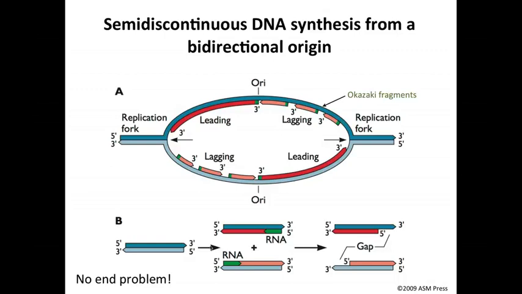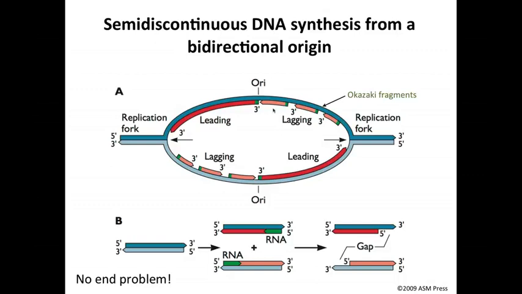Here is a schematic of the replication fork, and not only is DNA synthesis bidirectional, as I've already told you, it's happening in both directions from the origin, leading to this bubble, 2 replication forks, but it is semidiscontinuous. What does that mean?